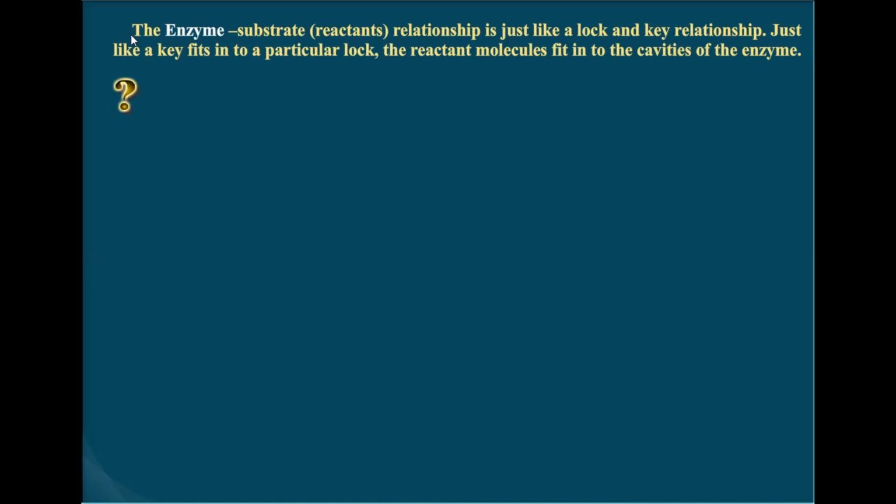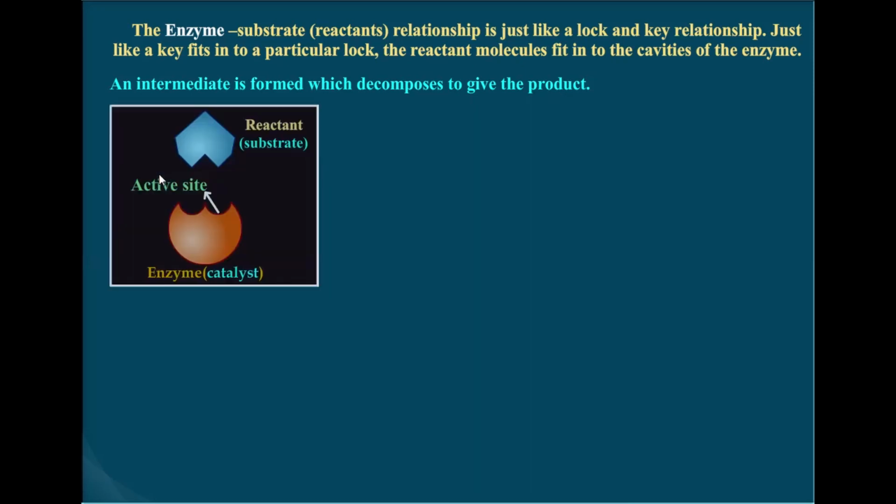Next is the mechanism of enzyme catalysis. That is also clearly given in your textbook. The enzyme and substrate, where substrate means a reactant, have a relationship just like a lock and a key. Just like a key fits into a particular lock, the reactant molecules fit into the cavities of the enzyme. An intermediate is formed, which decomposes to give the product. So the reactant combines with the enzyme and an intermediate is formed, and then from the intermediate the products are formed.